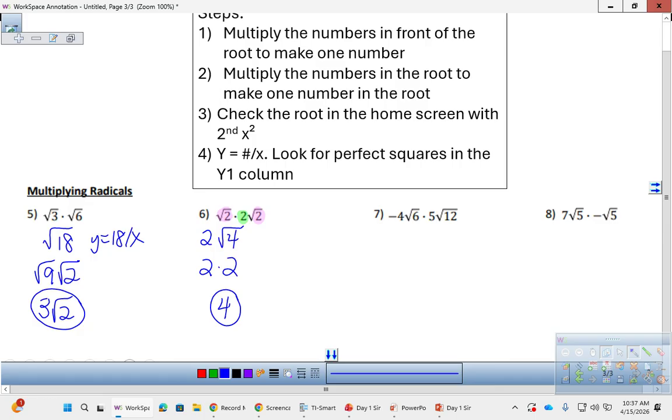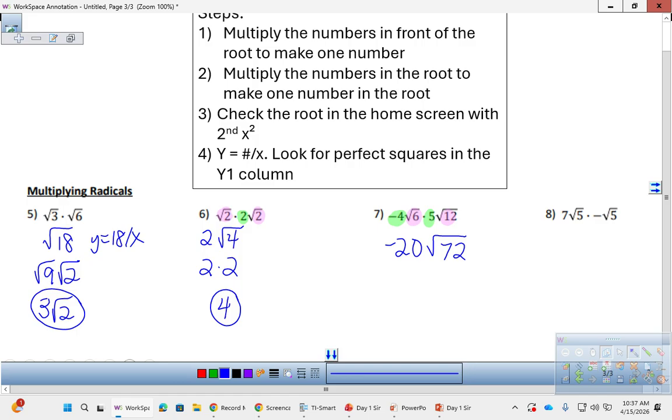It's all about combining your like terms. So if they're outside of the root, they're considered like terms. And if they're inside of the root, they're considered like terms. So negative 4 times 5 is negative 20. And 6 times 12 is 72. So root 6 times root 12 is root 72. So I'm just combining them to one root.